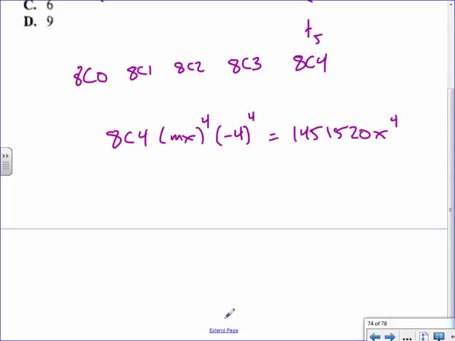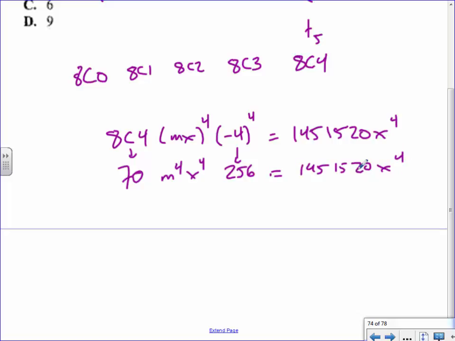Okay, someone help me out. What's 8 choose 4? Okay, and what is negative 4 to the 4? 256. Okay. Everybody okay with replacing these two numbers here with what actual numbers they are? I want to point out one thing right here. This middle term really means m to the 4, x to the 4, because both the m and the x get 4s. And this is now equal to, again, 145,1520 x to the 4.